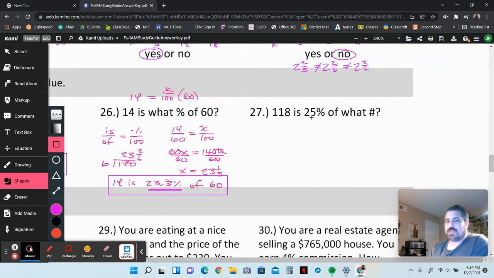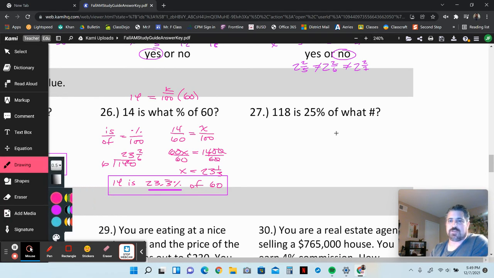This one says 118 is 25% of what number? So the direct translation way for this would be to do 118 equals 25%, 0.25. "Of" means multiply, and then times whatever number is unknown. So it's really going to be 118 equals 0.25x. Now, when you're solving that equation, that one's pretty easy. You're going to divide by 0.25 on both sides, which basically means you're going to multiply by 4, because dividing by 0.25 is the same as dividing by 1/4, same as multiplying by 4. So ultimately, the answer is going to be 118 times 4, right?